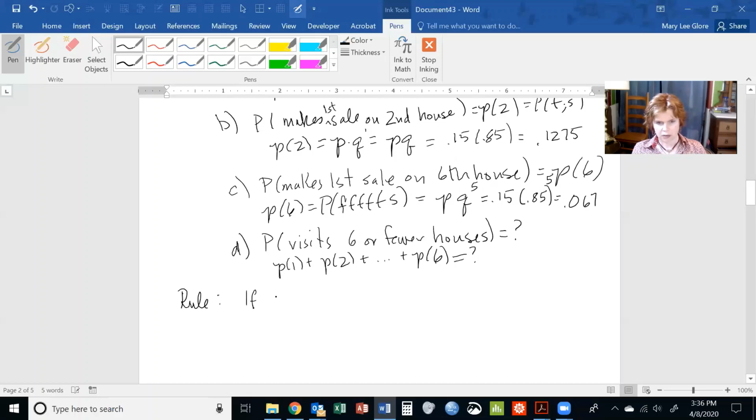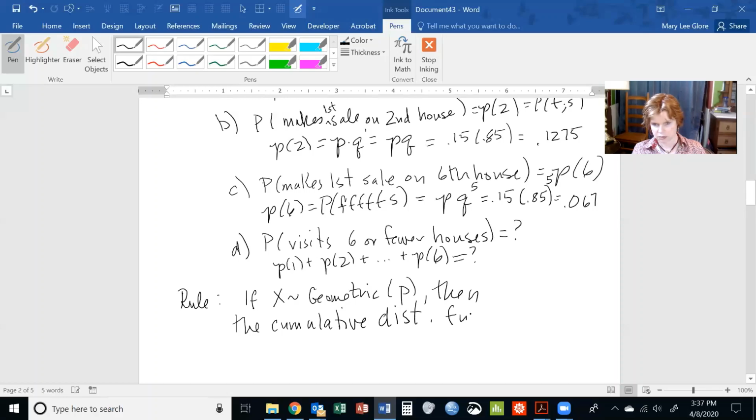So if X has the geometric distribution with parameter P, then the cumulative distribution function, the CDF, capital F of X, which is the probability that X is less than or equal to X, is 1 minus Q to the X.